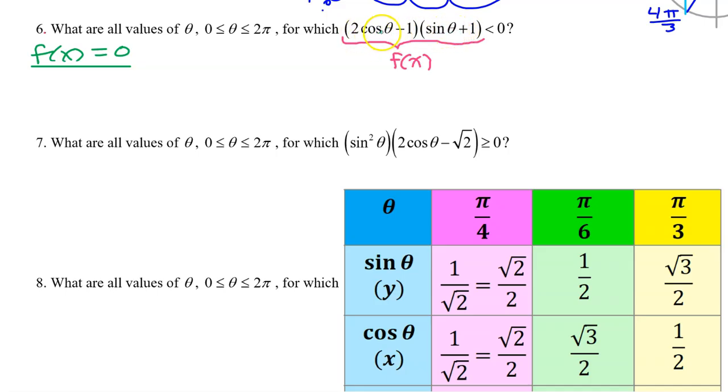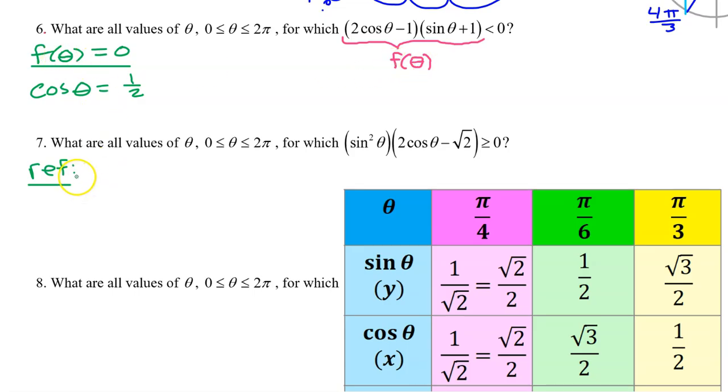Setting the first factor equal to 0, I'm going to do some of this in my head. So we have cosine theta is equal to, and once we set this equal to 0, we would add 1 to both sides and then divide by 2. So that will give us cosine theta is equal to 1/2. Small correction, I should have called this f of theta, not f of x.